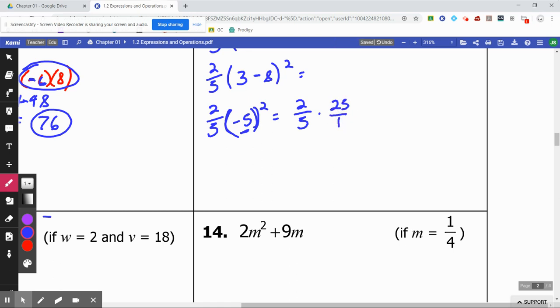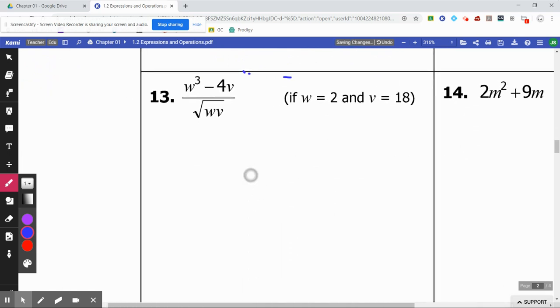2/5 times that, fraction bar, put it over 1 so we can multiply it. Let's do some cross canceling, mark out 5 and 25. Both of those numbers are divisible by 5. 5 into 5 is 1. 5 into 25 is 5. Multiply tops and bottoms gives you 10 over 1, which is 10.